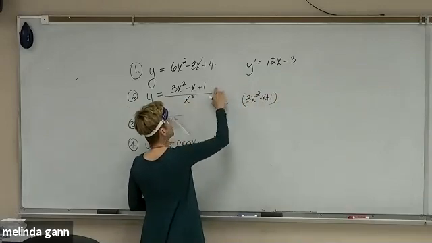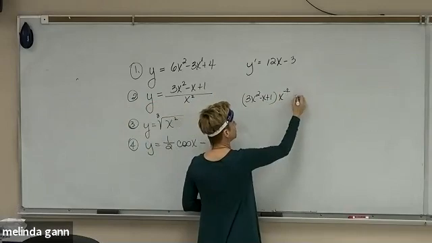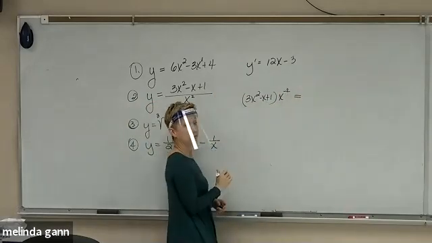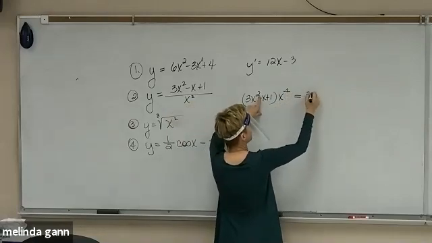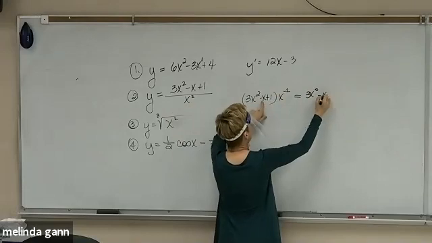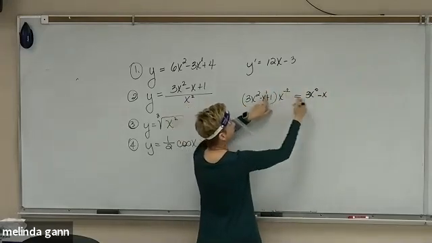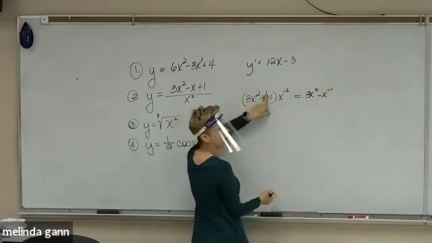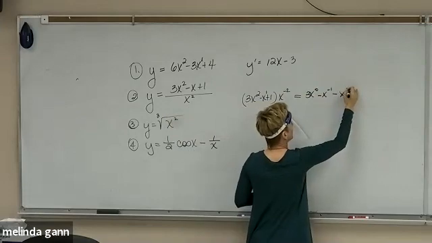If you move this to the top, what's that going to be? X to the what? Negative 2. Then you have to multiply it out. So what happens to powers when you're multiplying? What do you do with them? You add them. So that's going to be 3x to the what? 0 minus x, isn't that a 1? So what's that going to give me? X to the what? -1, isn't it? Minus x to the what? -2.